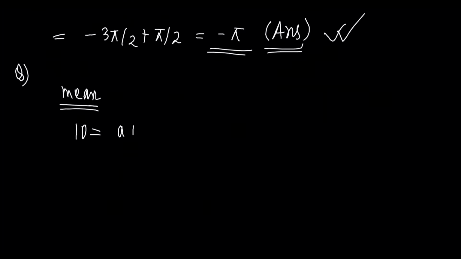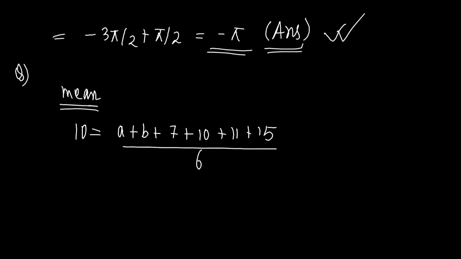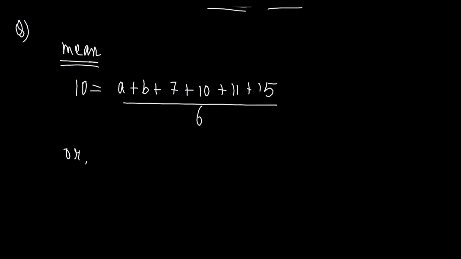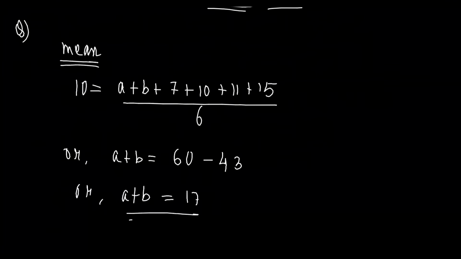Now 10 will be (A plus B plus 7 plus 10 plus 11 plus 15) by, how many numbers are there? A, 1, 2, 3, 4, 5, 6 numbers. So from this we will get A plus B equal to 60 minus, now 7 plus 10 is 17, 17 plus 26 is 43. So here we will get 60 minus 43. So A plus B will be 17. Okay, so this we know.